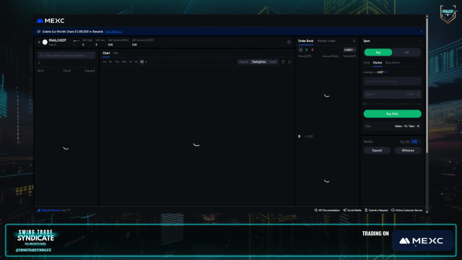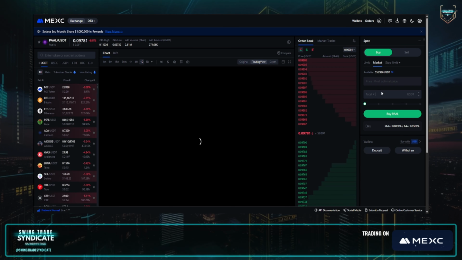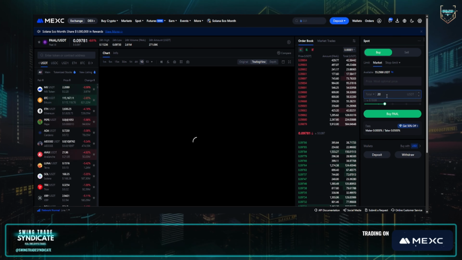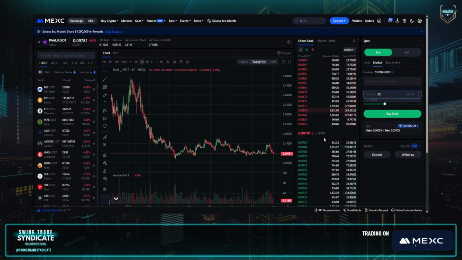Now, let's buy some PAAL. The price is perfect. I'm going to buy 20 euros worth. It was at a great price point. And done. We just acquired more at around 0.097.